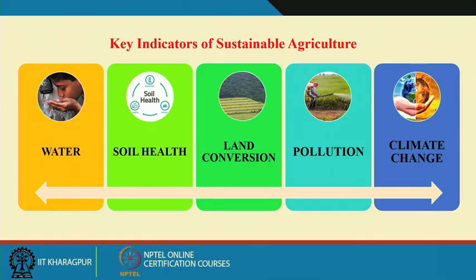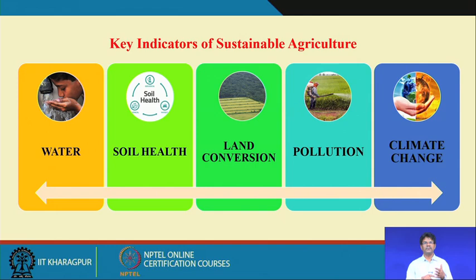So, coming to the indicators, these are the 5 main indicators for agricultural sustainability: water, soil health, land conversion, pollution and climate change.